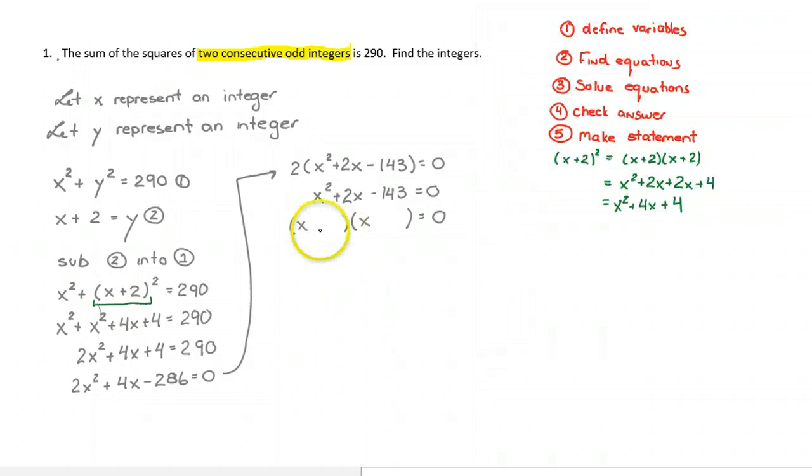So therefore, I can say x plus 13, x minus 11. And therefore now we can say x can equal negative 13, or x can equal 11. These are our two cases. With these types of problems, we'll often get two cases. So at this point, you always want to stop and ask yourself, do both cases make sense?